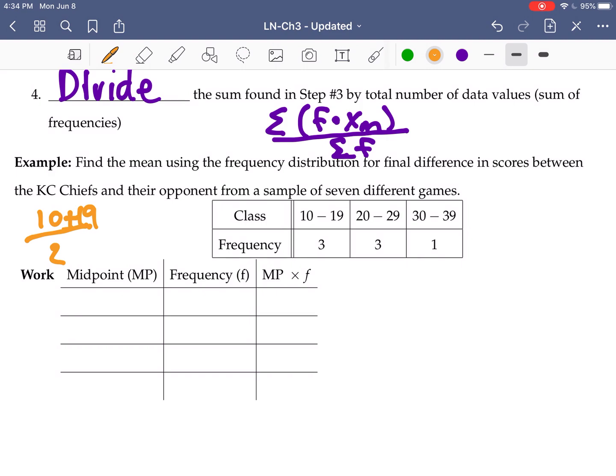10 plus 19 over 2, that's going to be 14.5. The next one, 20 plus 29 over 2, is 24.5. And then we have 34.5. We will jot down the frequency for each of those classes.